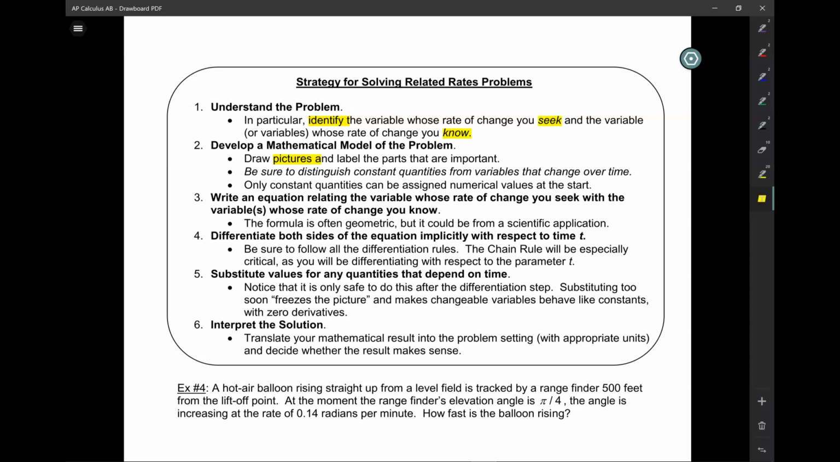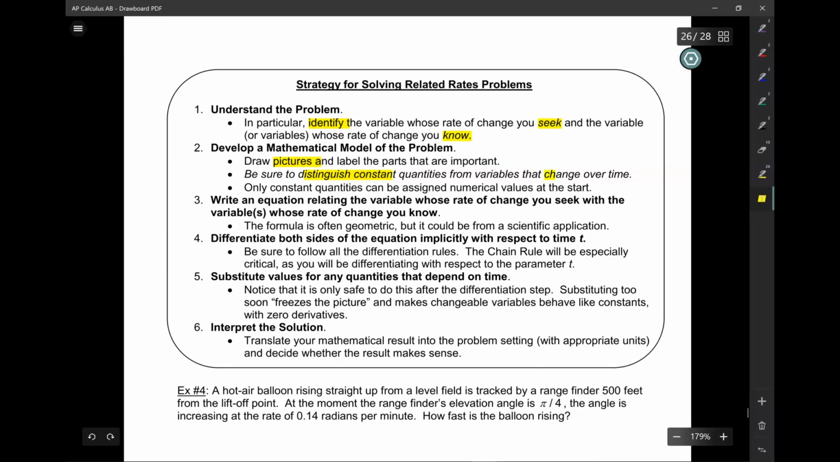What is of utmost importance is you have a record of what quantities are constant and what quantities are changing, right? So distinguish what is constant from variables that change over time, because ultimately we're taking a derivative, right? And if we take a derivative of something that's constant, what is the derivative? 0. But if we're taking a derivative of something that is not constant, that is changing, then it's dx dt, dy dt, dh dt, right? Very, very different.